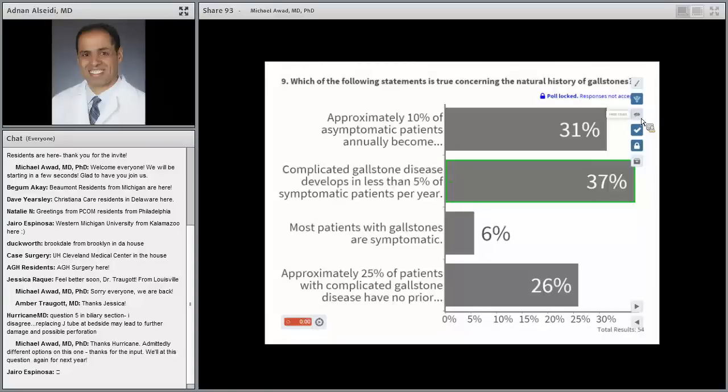So the vast majority are asymptomatic. And so that's why C is wrong, and that's why D is wrong. So the two numbers to remember are: 20 to 30% will become symptomatic over a couple of decades, like over 20 years, and 1 to 2% of asymptomatic gallstones will develop serious complications.